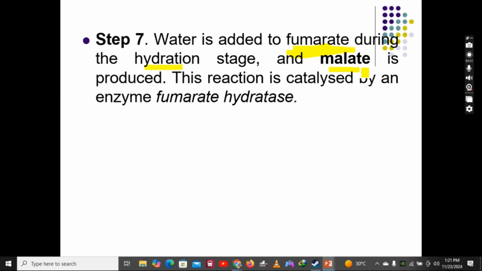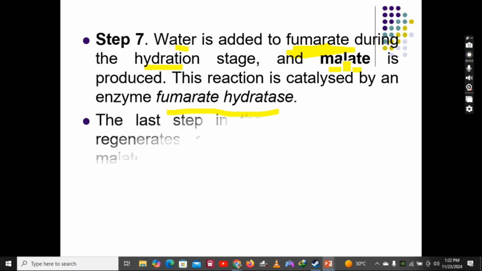Malate is the end product of the citric acid cycle, or the Krebs cycle, whichever name you can use. The enzyme involved at this stage is called the fumarate hydratase. This is the enzyme involved at step number 7 in the addition of a water molecule to the fumarate, and malate is produced.